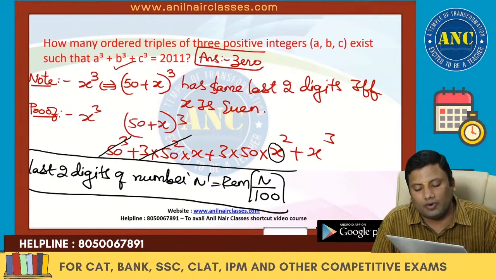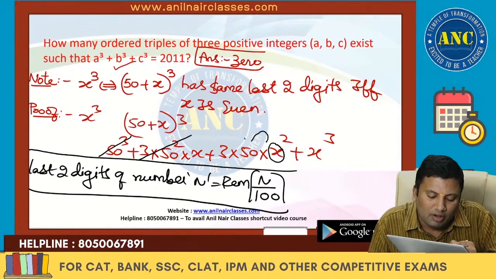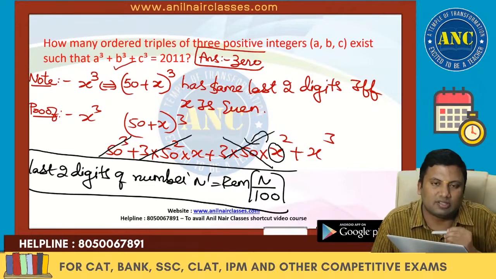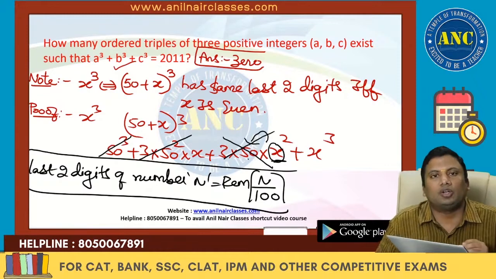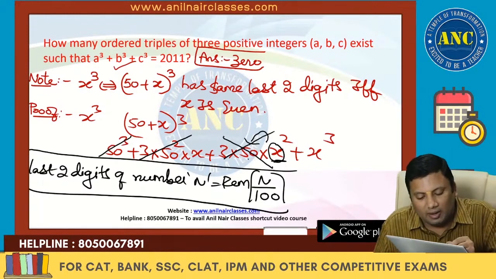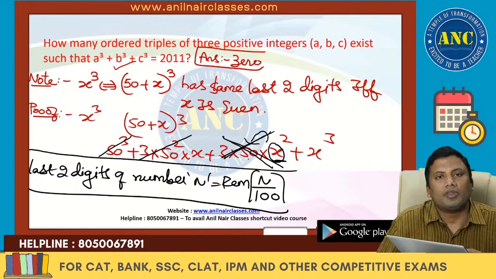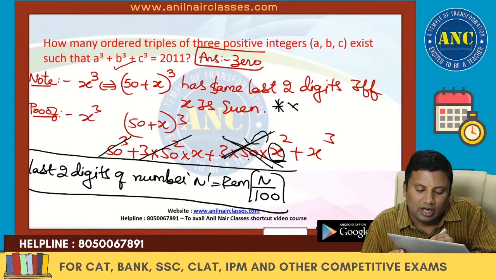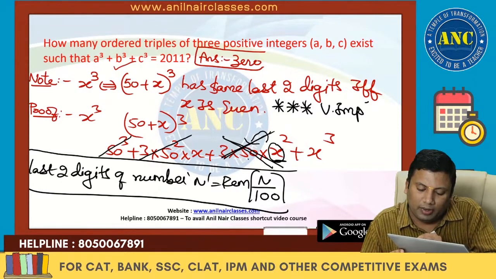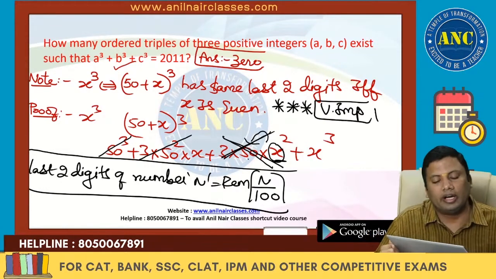An even number squared is divisible by 4. 4 into 50 is divisible by 100. Because x is even, 50 into the square of an even number becomes a multiple of 100. Extremely important key point, sir. A lot of students spend a lot of time counting on this kind of problem. You don't need to count.